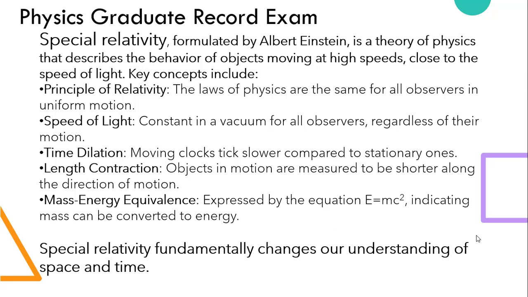Some of these are the principle of relativity. This says that the laws of physics are the same for all observers in uniform motion. Here's the speed of light. It's constant in a vacuum for all observers, regardless of their motion. This would take some time to explain, but the speed of light is a constant, and no matter who's measuring it, you always get the same answer.